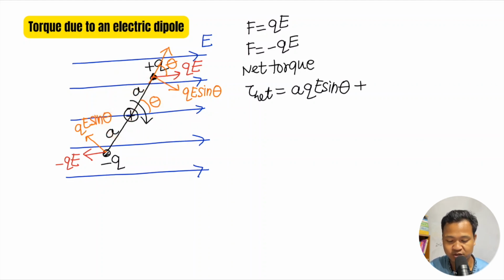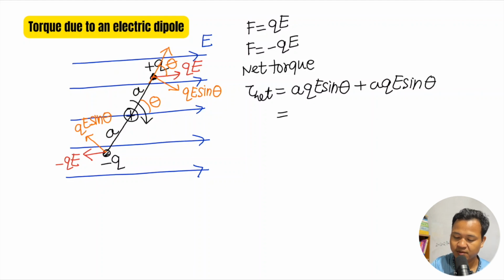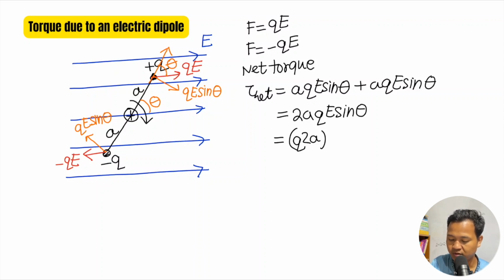What is the direction? So here you just add them. So A into Q into E into sin theta. Let me rearrange: Q into 2A, into E, into sin theta. Here Q into 2A is the dipole moment, so you'll have P into E into sin theta.